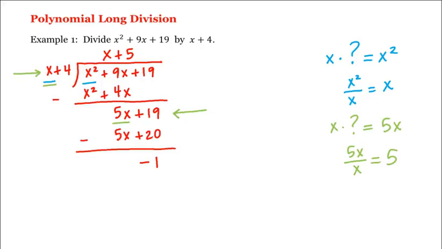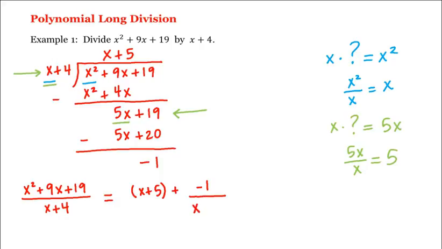done. Well, how can we represent our answer here? By the division algorithm, we have that the dividend, x squared plus 9x plus 19, divided by the divisor, x plus 4, is equal to the quotient, x plus 5, plus the remainder, which is negative 1, divided by the divisor, x plus 4.